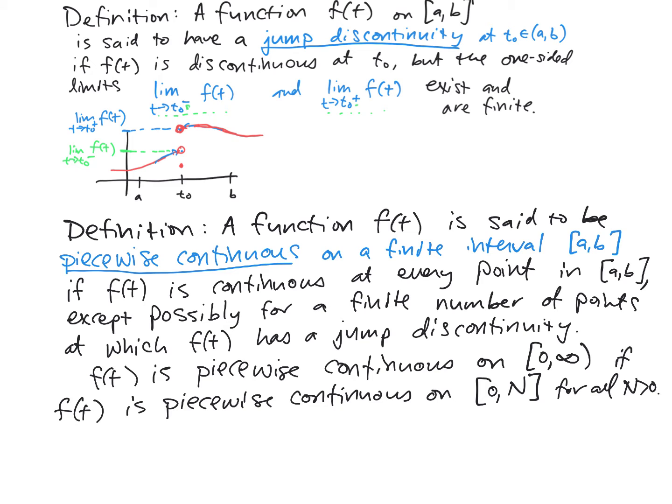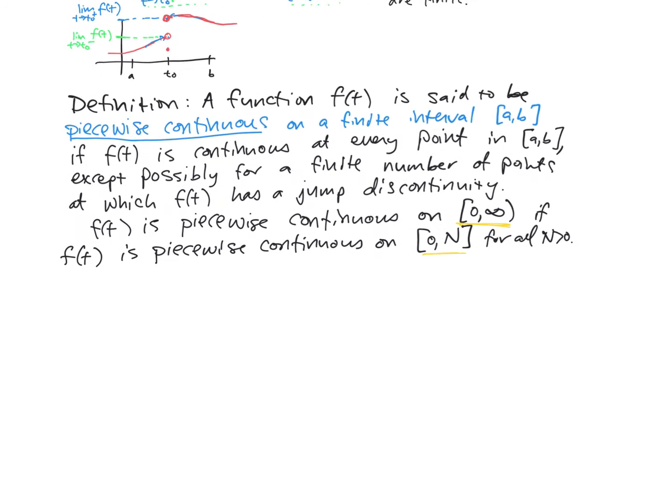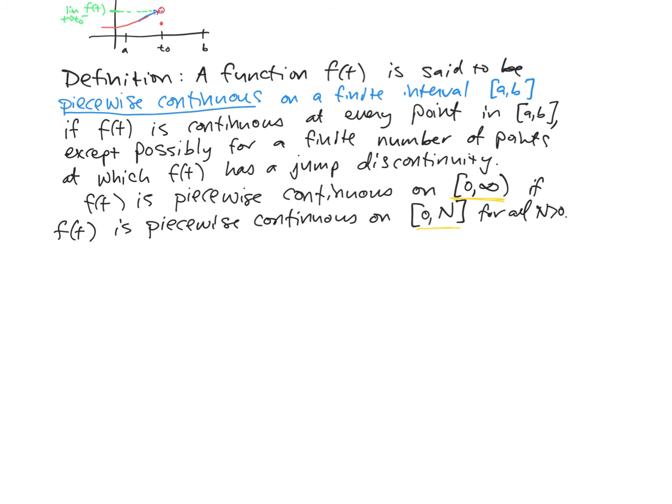A function f is piecewise continuous if it's continuous at every point in a finite interval, except possibly at a finite number of jump discontinuities. And then it's piecewise continuous on the whole half line, from 0 to infinity, if it has only a finite number of discontinuities on any finite interval. Okay, so let me explain why a couple of these things are in here.